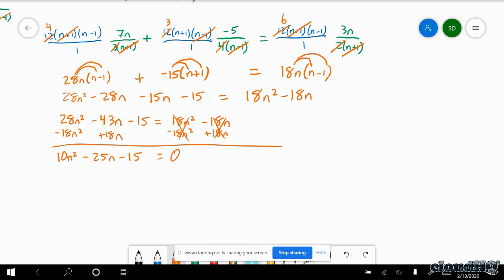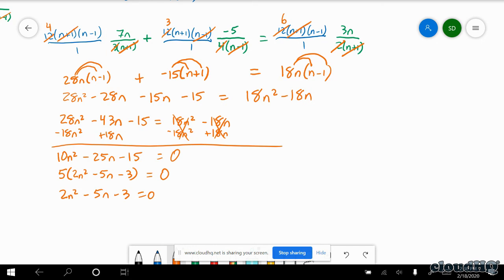Now I need to factor to solve that, but I do notice that I can divide out 5. I can factor out 5. And at that point, 5 times that expression equals 0. The only way that expression equals 0 is if 2n squared minus 5n minus 3 equals 0, because 5 doesn't equal 0. So I can really ignore that 5. And this part has to equal 0, and then solve that.